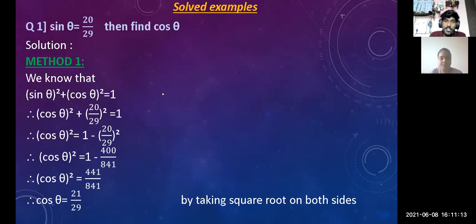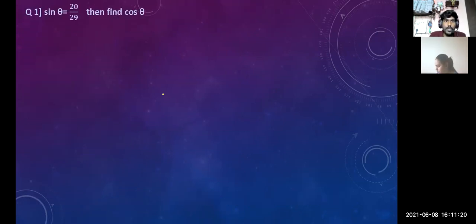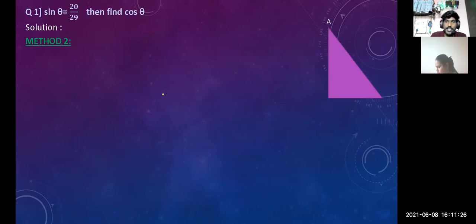Now the same sum, but in a different method. We'll do the same sum in a second method. So sine theta is 20 upon 29, then find out cos theta. Can you see the diagram? Triangle ABC and theta, the purple triangle.